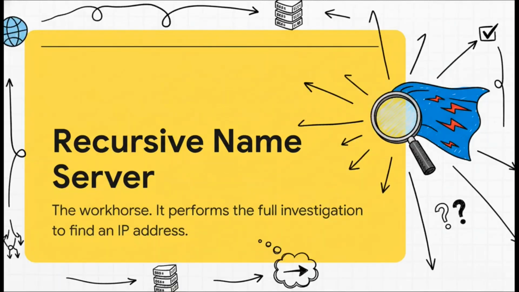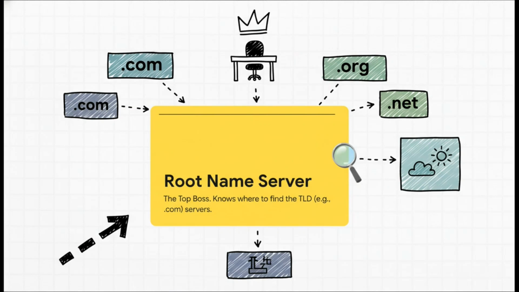Next is the Recursive Name Server. Now, this is our main character. This is the workhorse investigator of the DNS world. It's usually operated by your internet service provider, and when that caching server, the one with the good memory, doesn't have the answer, this is the one that says, okay, I'll go find it, and it kicks off the entire investigation. At the very top of the hierarchy, we have the root name server.